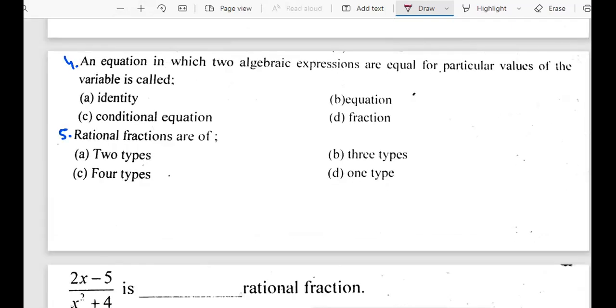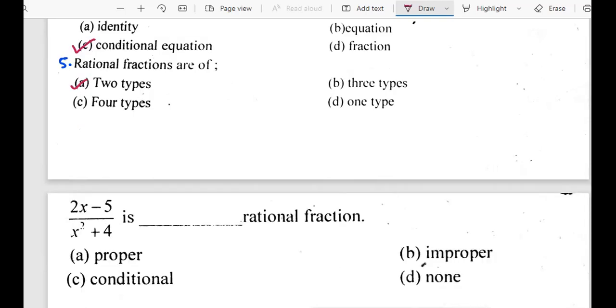An equation in which two algebraic expressions are equal for particular values of the variable is called a conditional equation. Okay. Then the fifth one says rational fractions are of how many types? We just have two types.